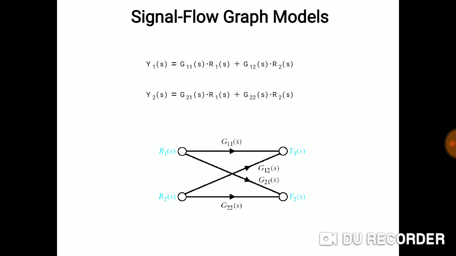In the same way, we can apply it for the Y2 of s. Y2 of s also has two input lines. One is from R1, another one is from R2, but its transfer function is different. Whichever line comes from R1 of s has G21 of s as a transfer function, and the other signal comes from R2 of s, which has G22 of s as a transfer function. So the final equation for Y2 of s is Y2 of s equal to G21 of s into R1 of s plus G22 of s into R2 of s.